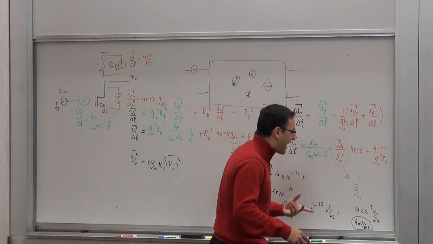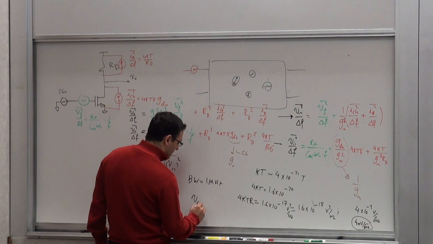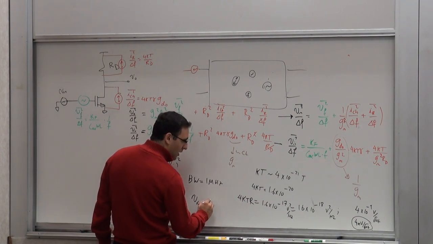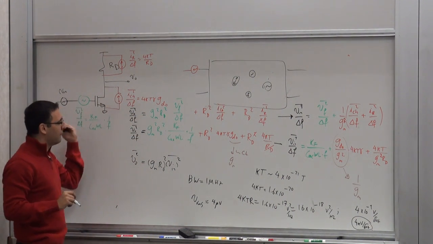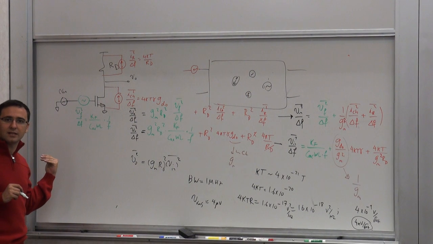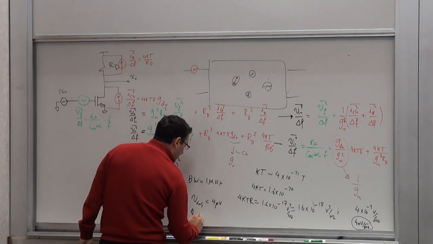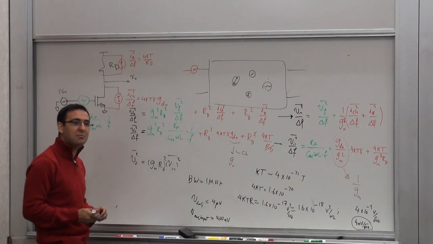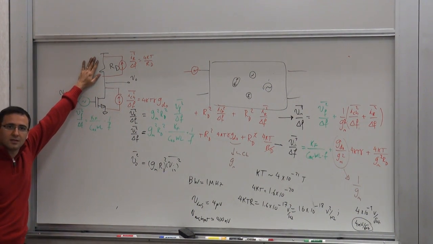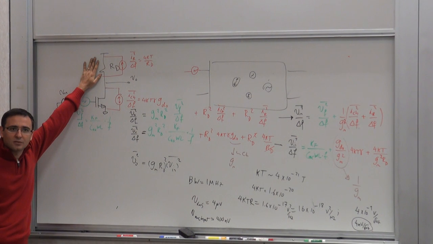So this is the output referred noise. Let's say your bandwidth is 1 megahertz. That gave us a noise RMS voltage of approximately 4 microvolts due to the resistor only. Now the input referred noise would be this divided by the voltage gain. With a gain of 10, it becomes 400 nanovolts input referred. It means that if your only source of noise was this resistor, 400 nanovolts is the signal where the signal to noise ratio is around 1, or 0 dB.